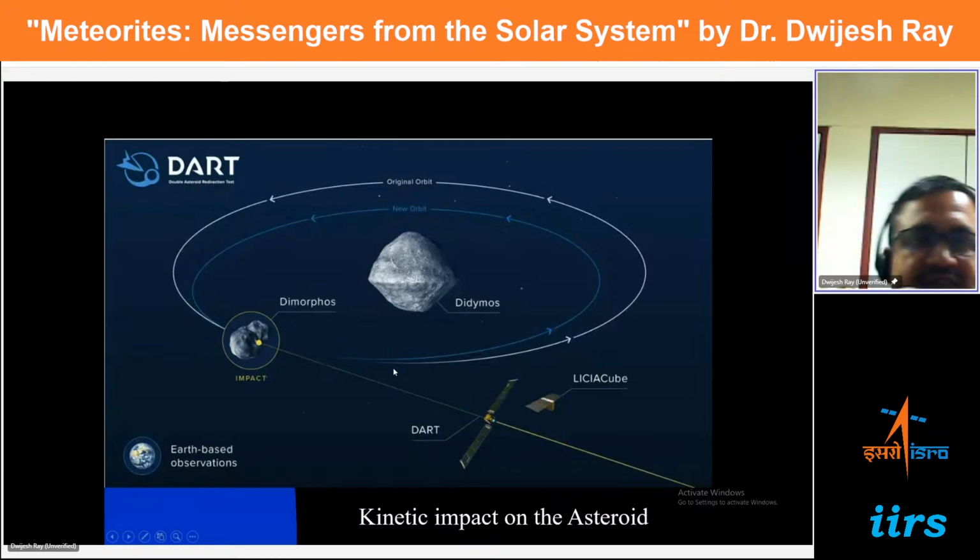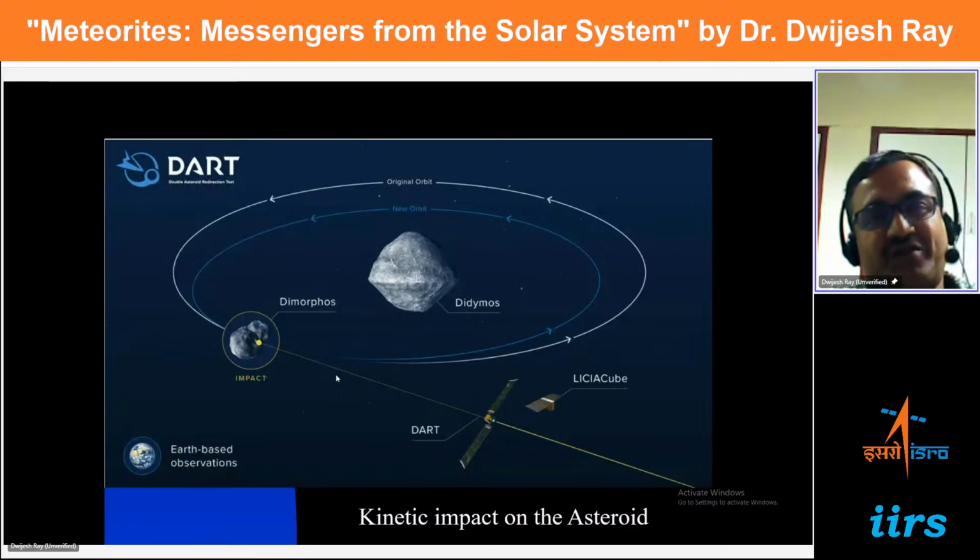NASA successfully demonstrated this, and if there is any threat from an asteroid in the future, a possibility of collision, they are now ready to deflect the asteroid for future possible collisions.